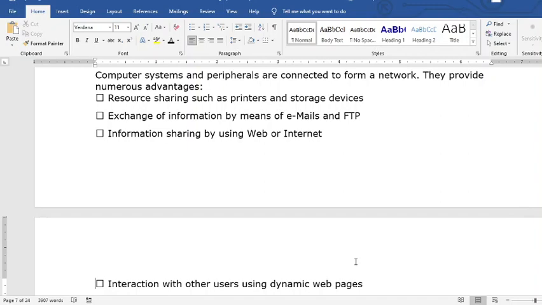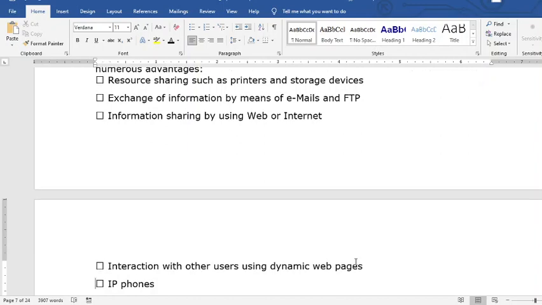Or information sharing by using the web or internet. All companies have internet. It seems that everybody is connected to the internet. But if you have an internet, you also have what we call an intranet. An intranet is a network that is only inside. We are able to exchange a lot of data and files, but it's within the limitation of the company.